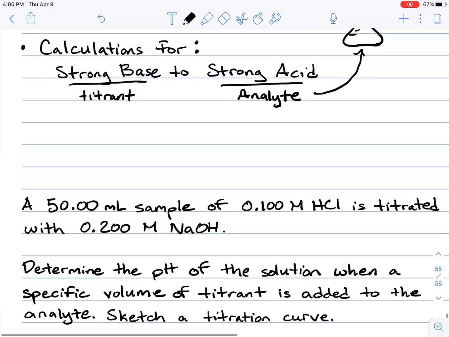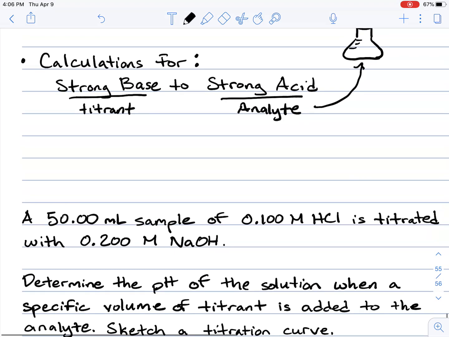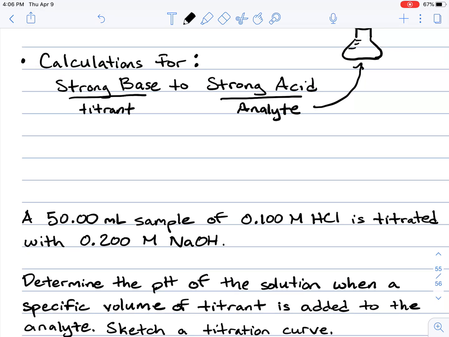So in our hypothetical scenario, we have a 50 milliliter sample of a 0.100 molar hydrochloric acid, and that's titrated with 0.200 molar sodium hydroxide. Before we start, I mentioned in the introduction that we're going to have a strong base as our titrant, and we're titrating it to our analyte, which is a strong acid.